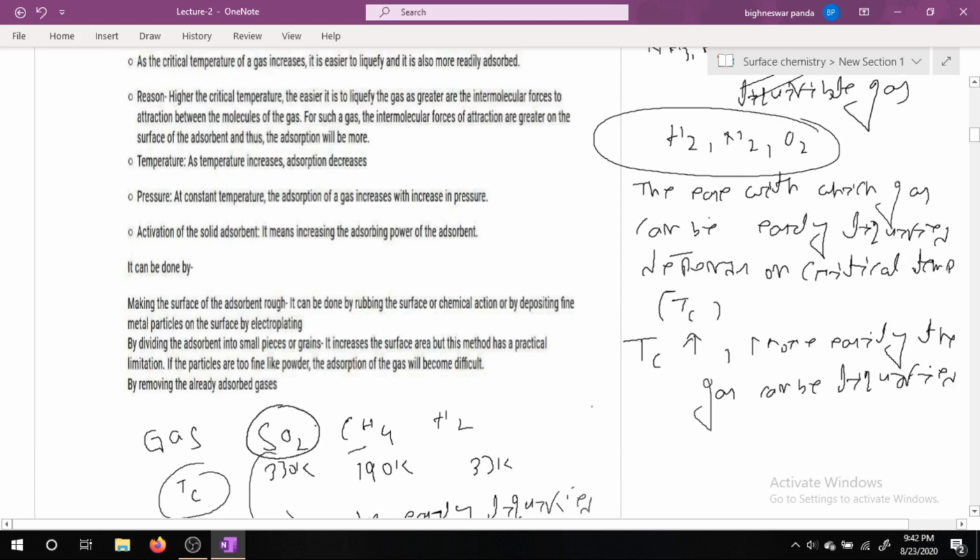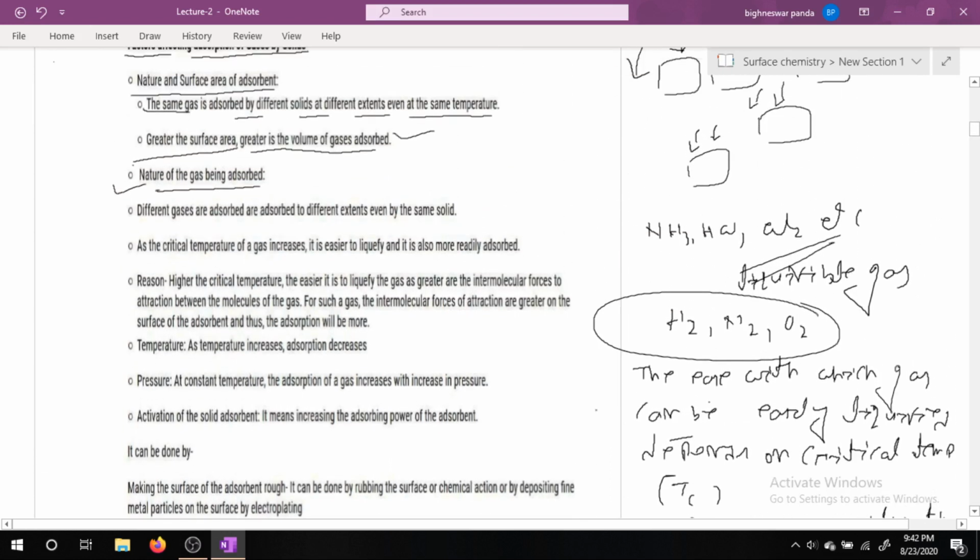So what is the nature of gas? Different gases are adsorbed to different extents even by the same solid. As the critical temperature of a gas increases, it is easier to liquefy and it is also more readily adsorbed. Reason: higher the critical temperature, the easier it is to liquefy the gas, as greater are the intermolecular forces of attraction between the molecules of the gas.